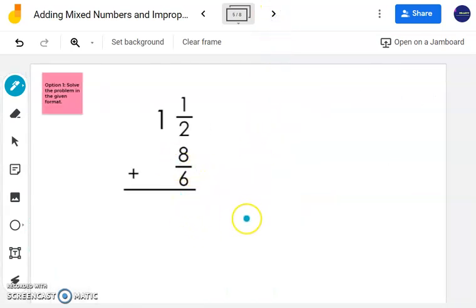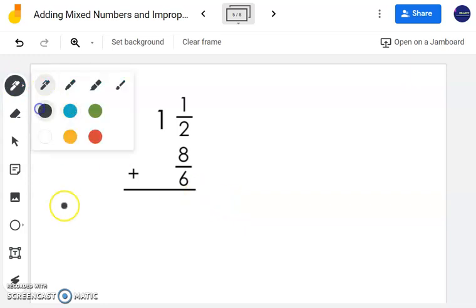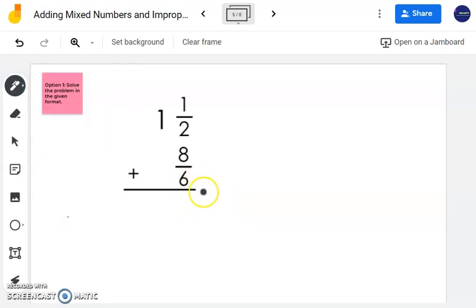Now, there's a few options on how to solve problems like this. Notice we have a mixed number and we have an improper fraction. I'm going to go through 3 different ways to solve this exact same problem, and then you can decide which way you like the best. So here it says solve the problem in the given format. I'm not going to change this. I'm going to keep my mixed number the same. I'm going to keep my improper fraction the same.